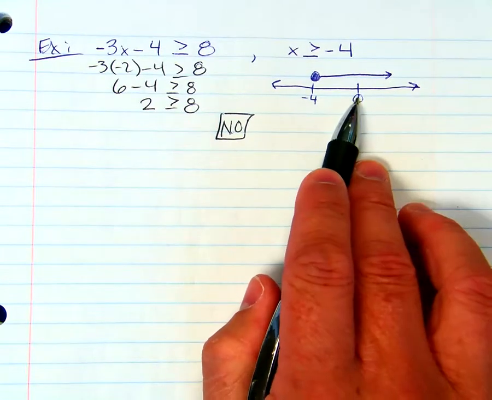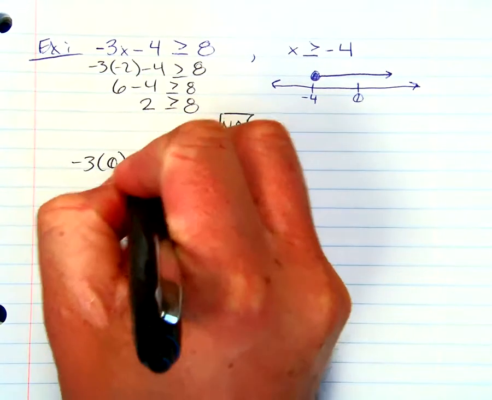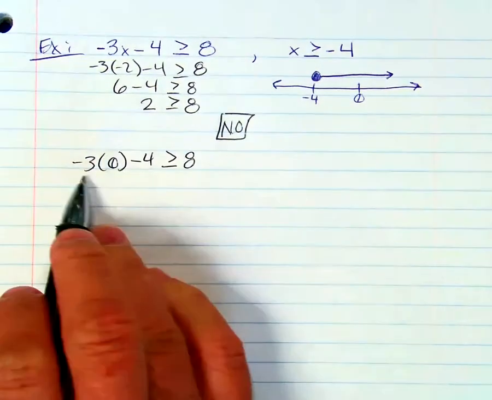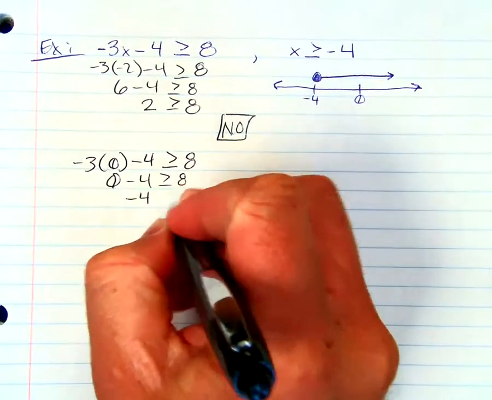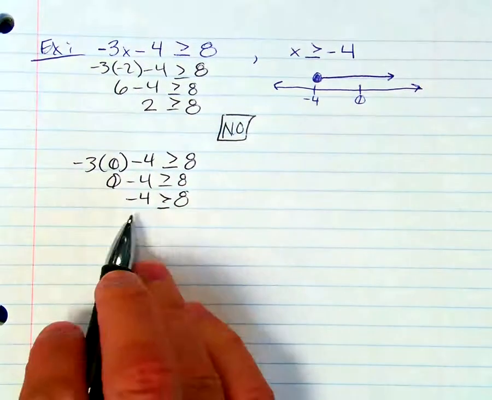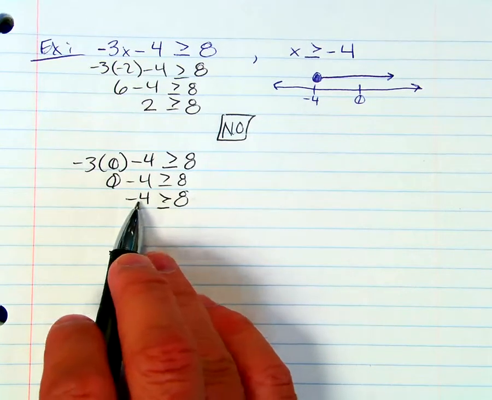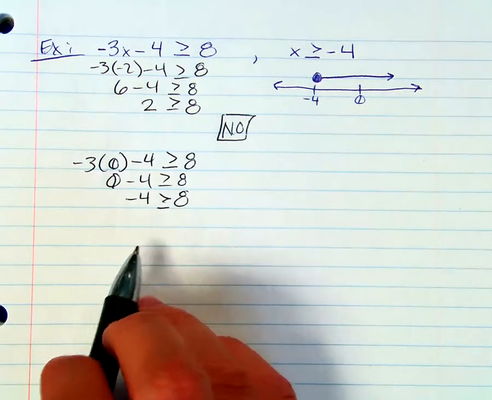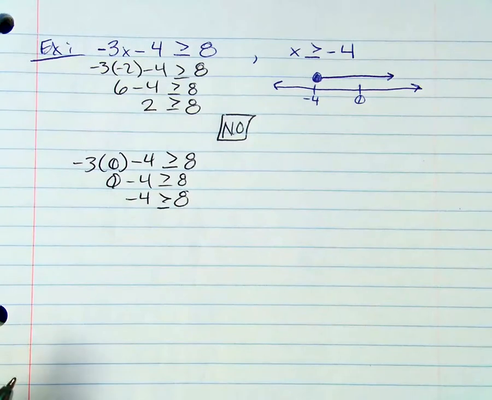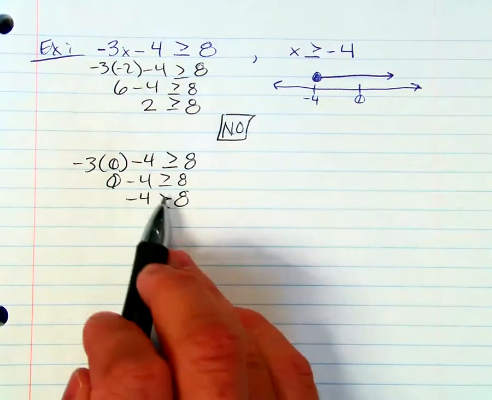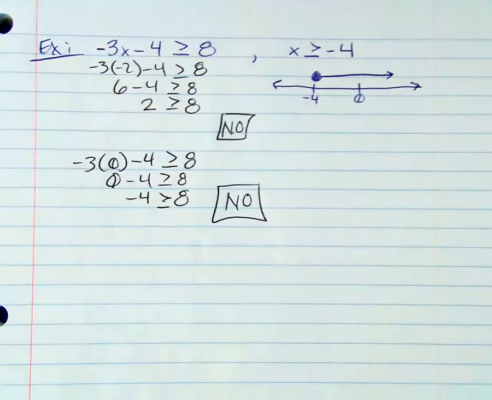Let's try 0. That's on this portion of the graph. If I plugged in 0, I would do negative 3 times 0 minus 4. Anything times 0 is 0. If I subtract 4 from this, I have negative 4. Is negative 4 greater than 8? No. Negative numbers are never greater than positive numbers. Negative 4 is not greater than 8. Is negative 4 equal to 8? Are they equal? No. Negative 4 is not greater than or equal to 8. So again, looking at that graph, we say, no, this is not a solution.